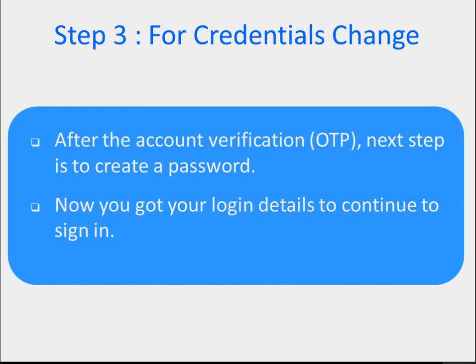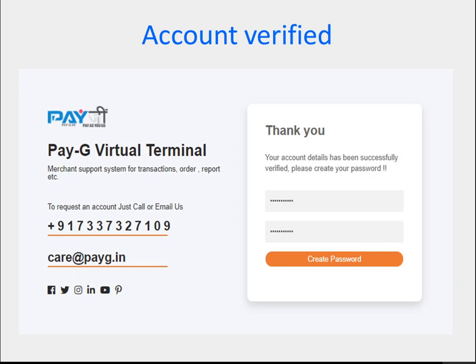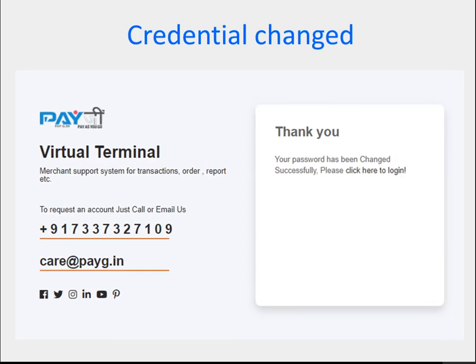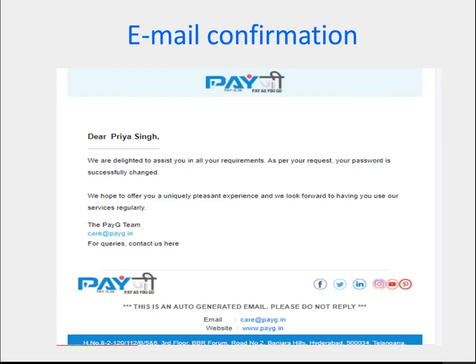Now step 3 is the credential change. After the OTP verification, you need to change your password or create a new password. After the account verification, the next step is to create a password. Now you get your login details to continue to sign in. In this way, you get the pop-up for the account verification. Your account details have been successfully verified. Now you can create your password. After creating the password, you get the thank you message that your password has been successfully changed. Now you can log in. You also get the email confirmation at your email ID in this way from the page.